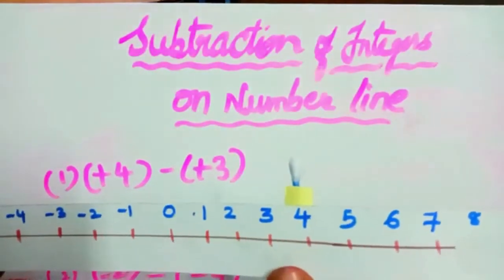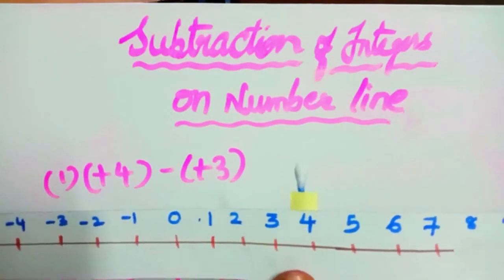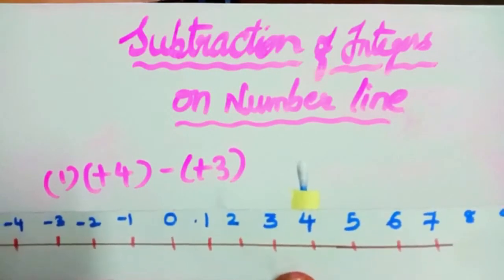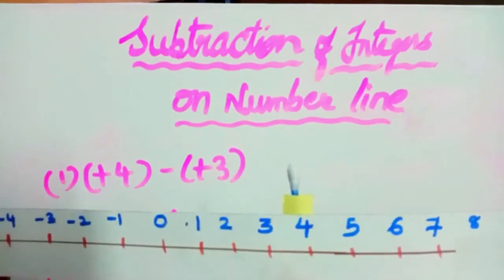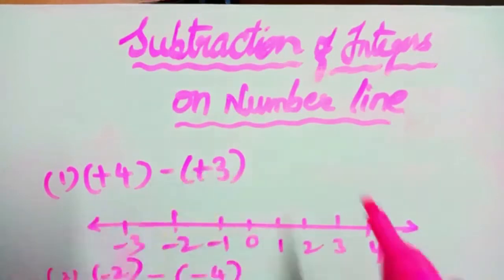After that, we are subtracting the positive integer, so you should move to the left side of the number line. So I'm moving 3 steps to the left side. 1, 2, 3. So the answer is plus 1.